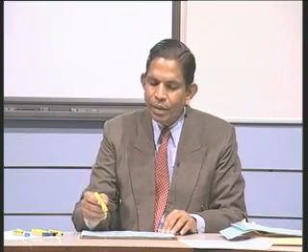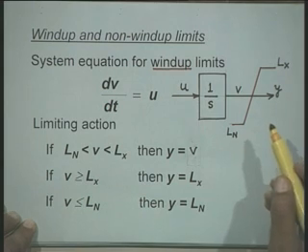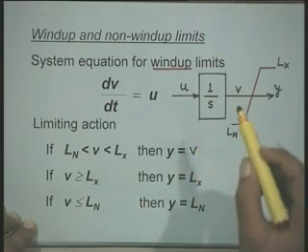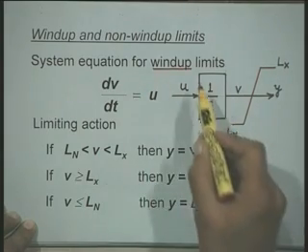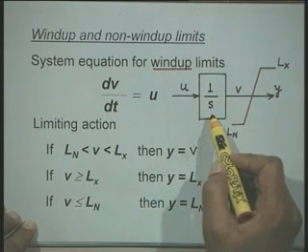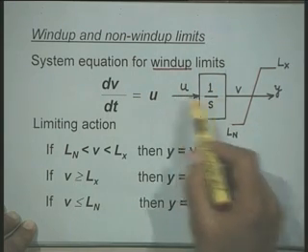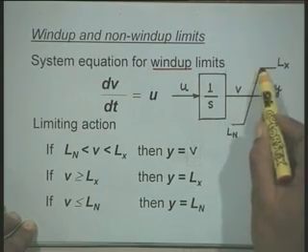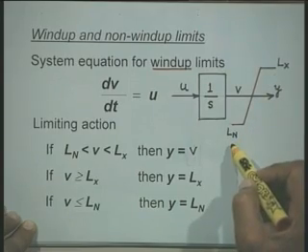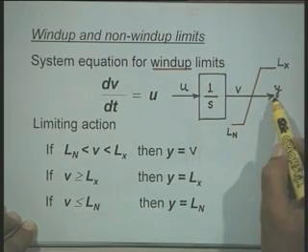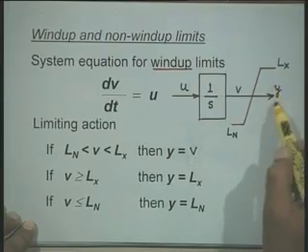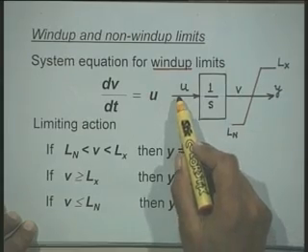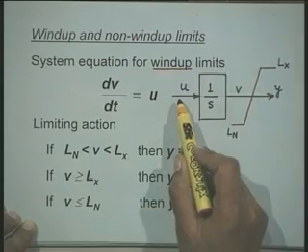In wind up limits, to illustrate this, we have considered the transfer function of an integrator. In the wind up limit, this is the transfer function of the integrator, 1 by s. Input signal is u, output is v. Then we are putting the limiting functions Lx and Ln, and the resulting output is y. That is, the output from this complete limiter is y, while input is u.